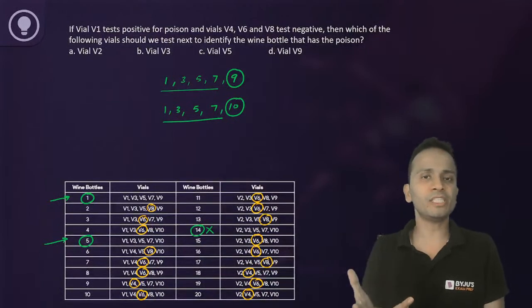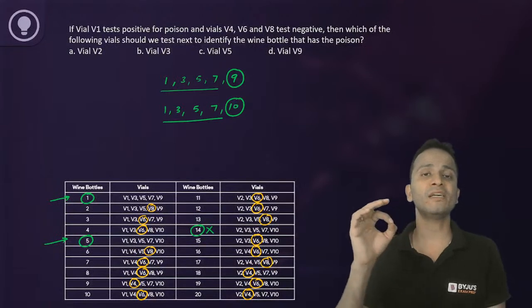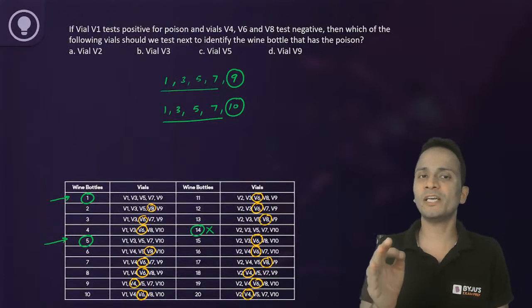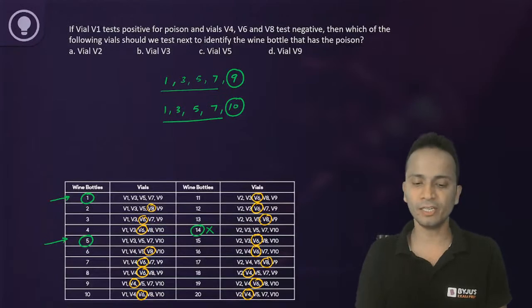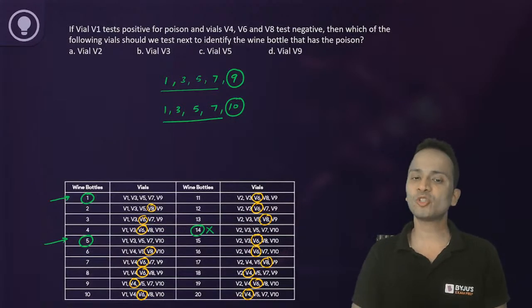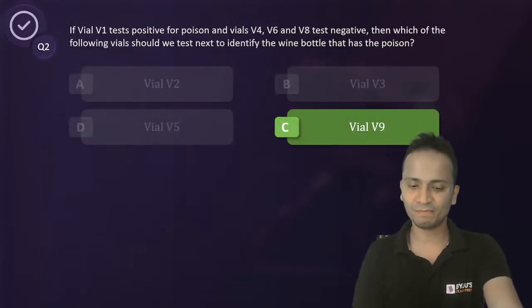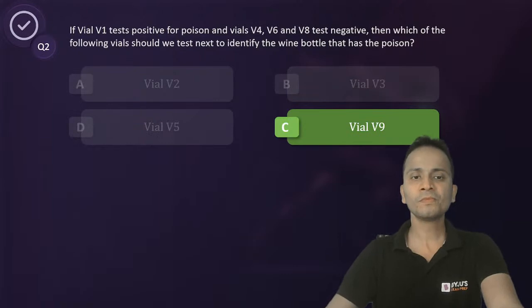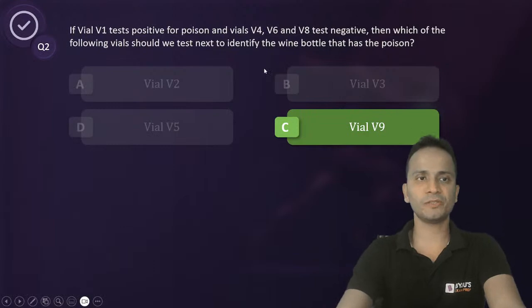So you can test either 9 or 10. If the test comes positive, let's say I'm testing vial number 9, that means the poison is there in bottle number 1. If the test is negative, that means the poison is there in bottle number 5. All right, so I believe the correct answer of this question should be vial number 9. So option B is the correct answer for this question. I hope I'm clear to all of you. Right, now let's move ahead and look at the next question.